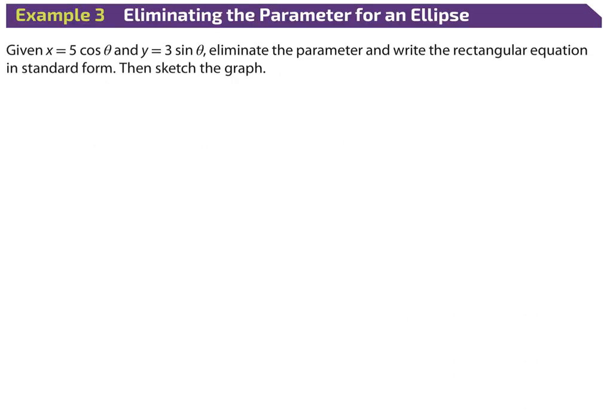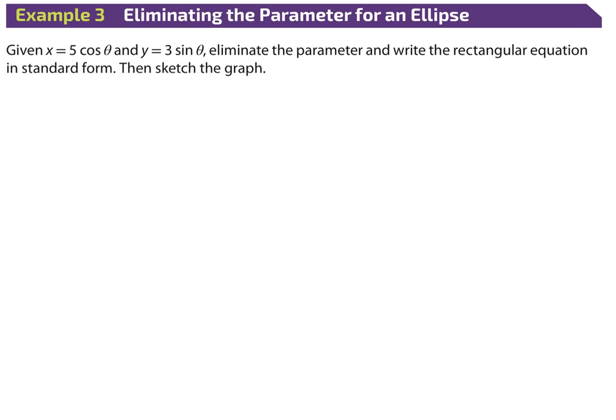So it says, given x equals 5 cosine of theta and y equals 3 sine of theta, eliminate the parameter and write the rectangular equation in standard form, then sketch the graph. So they've given us cosine and sine with an x. So really what we're going to try to do here is get the cosine by itself so that we are going to be able to use our trigonometric identities. I know that's a word that you just have been longing to hear again. So we are going to use trigonometric identities then to help set this stuff up.